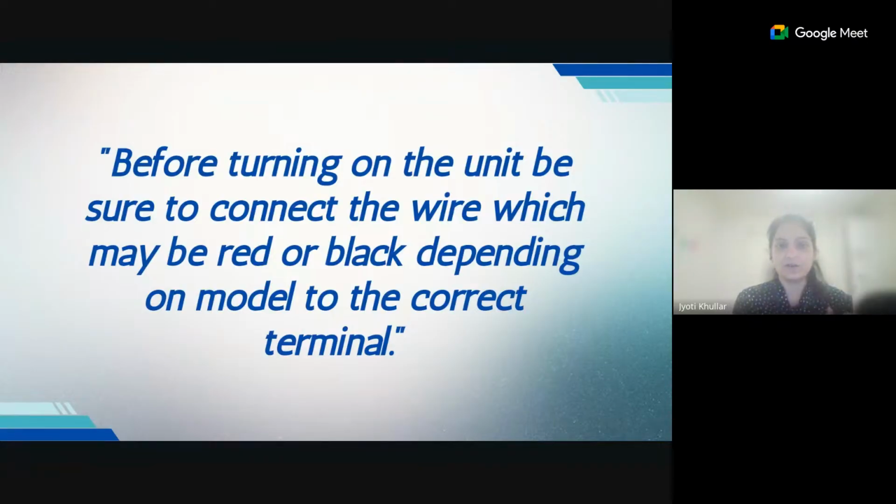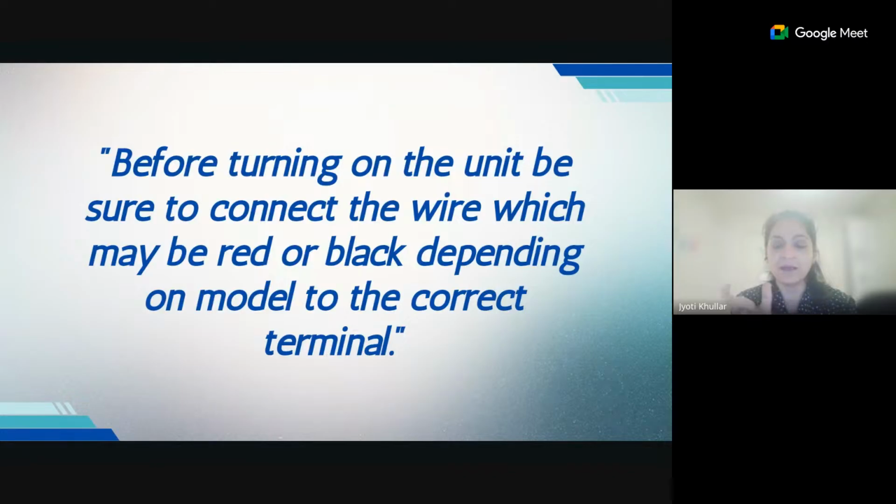So "before turning on the unit, be sure to connect the wire, which may be red or black depending on the model, to the correct terminal." First of all, it should be a caution. It should be highlighted in a different way. Then the hazard should come before, highlighted before turning on the unit, and it should be very concise, because it's a very long sentence, and users these days will probably not go ahead and read the whole thing.